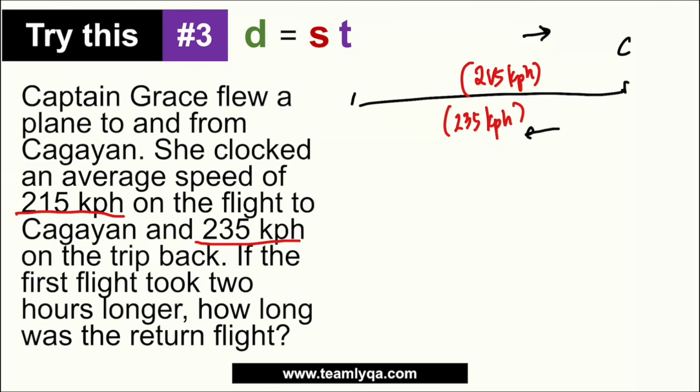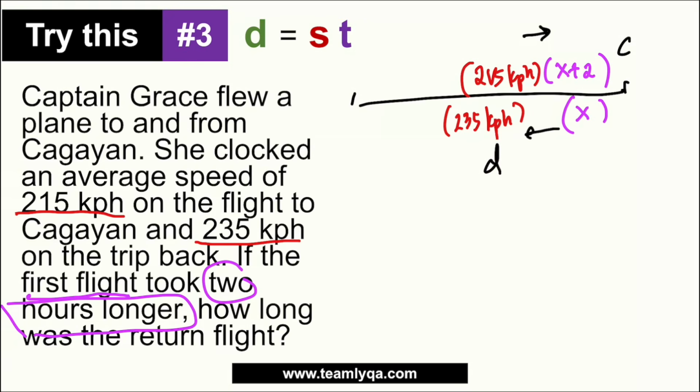Now, all we know about dun sa oras is that the first flight took 2 hours longer. Ibig sabihin, mas mahaba ng 2 oras yung biyahe papunta kaysa sa biyahe pabalik. Which makes sense kasi kung titingnan mo, ang 215 ay mas mababa kaysa sa 235. So kung mas mabilis yung kanyang plane pabalik, mas mabilis siyang makakarating. Now, ang gagawin na natin here to find out kung gaano katagal yung return flight is to turn that into our x. At dahil ito ay 2 hours na mas matagal, ito ang magiging x plus 2.